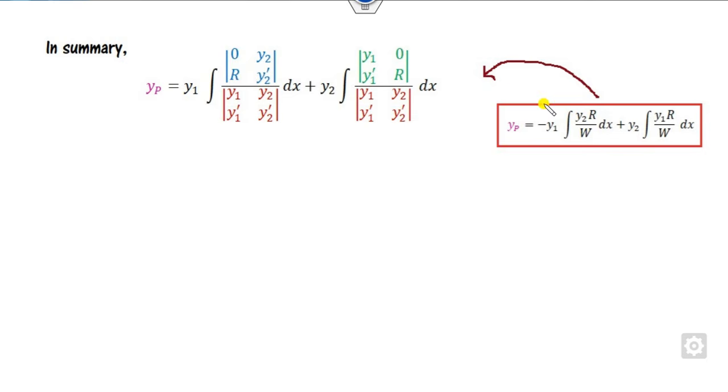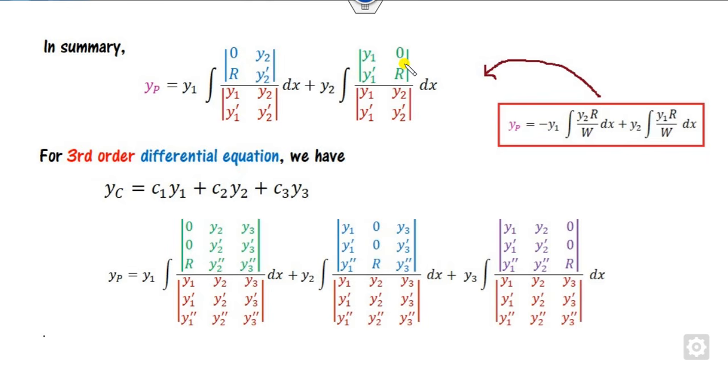In summary, this is for two variables, but if it has three variables, how can you write it? The Wronskian is written this way. If you are writing for y1, then the 0 and r are placed in the first column. If you write for the second part, you replace with 0 and r in the second column. For example, if you have a third-order equation, you have to write the particular parts accordingly.